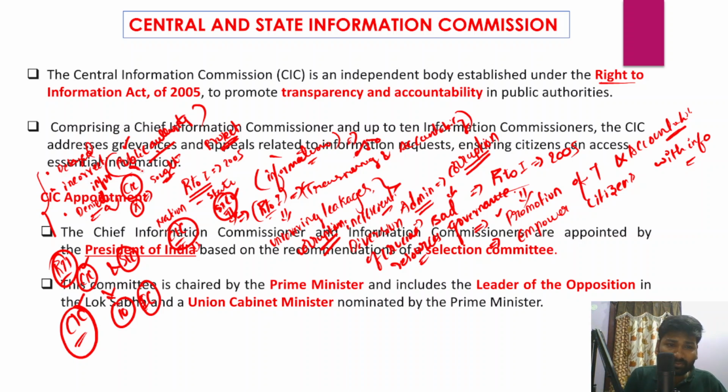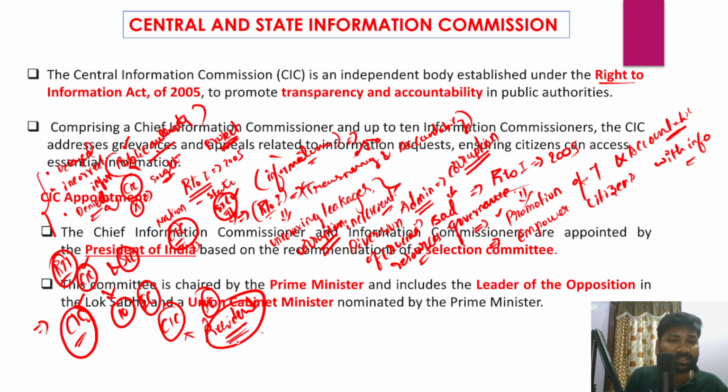And in fact, who has the power and authority to appoint the Chief Information Commissioner and also the Information Commissioners? This might be important for your prelims examination, so you just have to remember this. I would be telling you that the Chief Information Commissioner and Information Commissioners would be appointed by whom? They are appointed by the President. So therefore, the President actually appoints the Chief Information Commissioner and also the Information Commissioners.